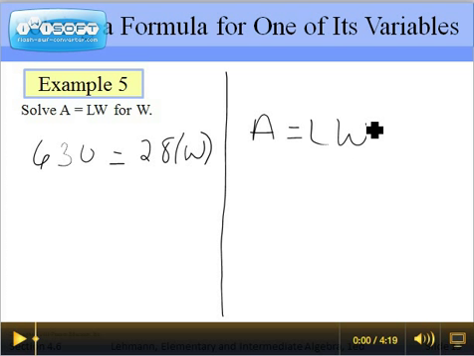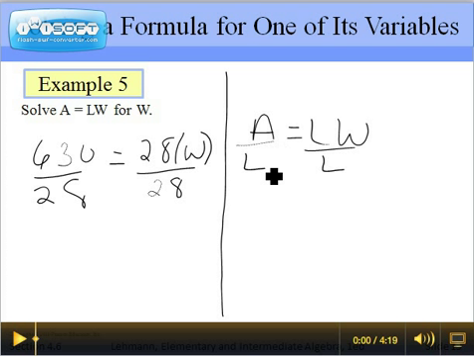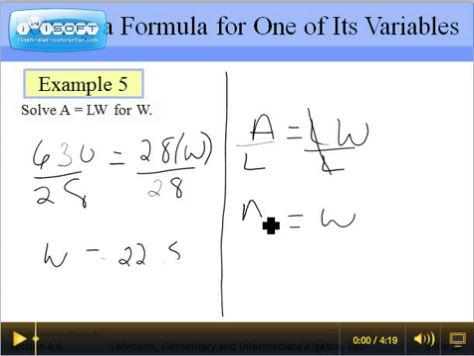So when I solved the formula on the right, I divided both sides by 28. Well, I'll do the same for the one on the left. I'll divide both sides by the length, which is L. On the right, I end up with W equaling 22.5 because I can simplify 630 over 28. On the left, I can't do that. I'll end up with W equaling A over L. So when I solve A equaling LW for W, I get W equaling A divided by L.